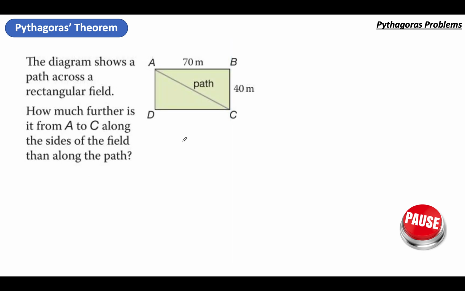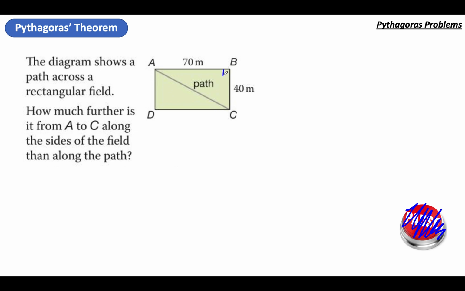Okay, just one standalone problem for you to do. I'm not going to say it. I want you to read it and do it, please. Right, again, I'm going to unpause, but the pause comes straight back. Oh, so annoying. The diagram shows a path across a rectangular field.